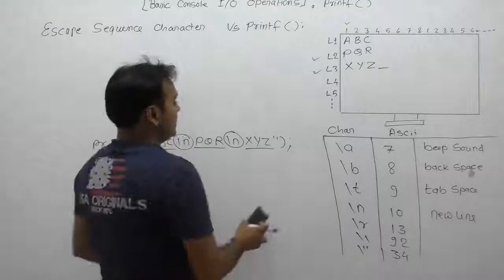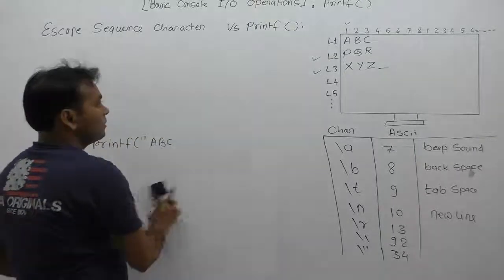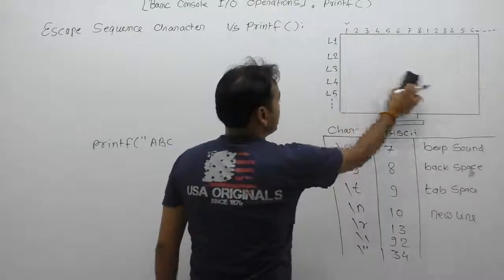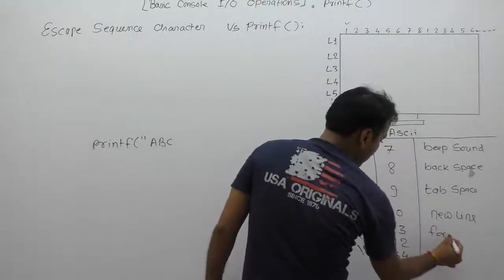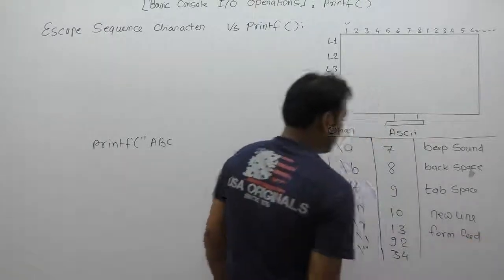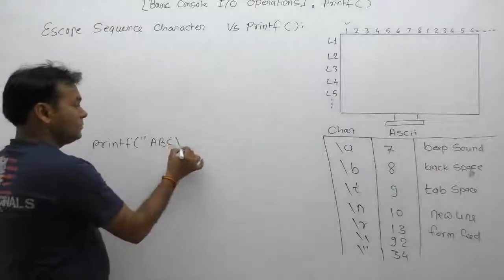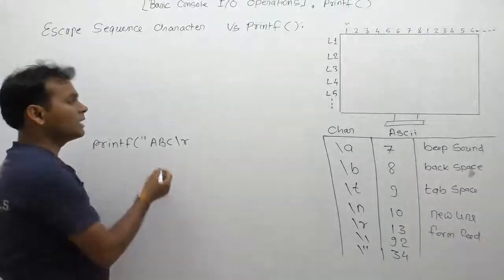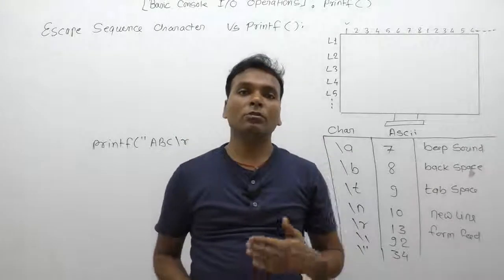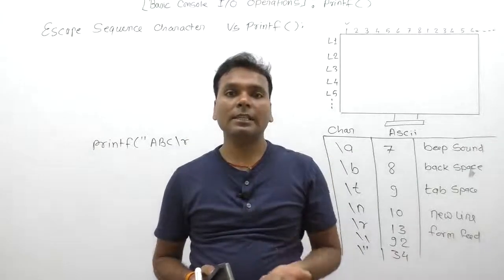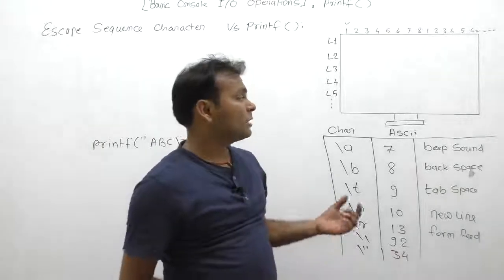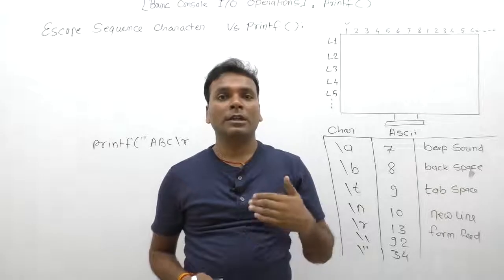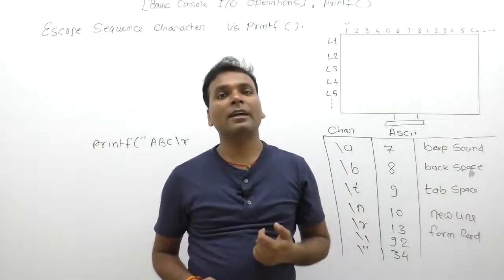Similarly, what is the meaning of \r? \r is known as the form feed character. What is the behavior of \r? It will move the cursor to the first position of the current line, like \n. \r is almost the same as \n, except for a little difference. \n will move the cursor to the beginning position of the next line. Similarly, \r will move the cursor to the beginning position of the current line, not the next line.